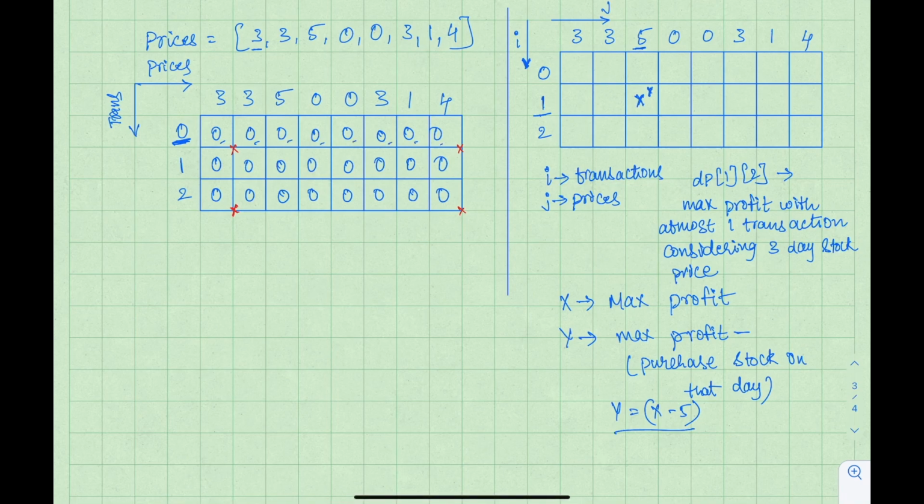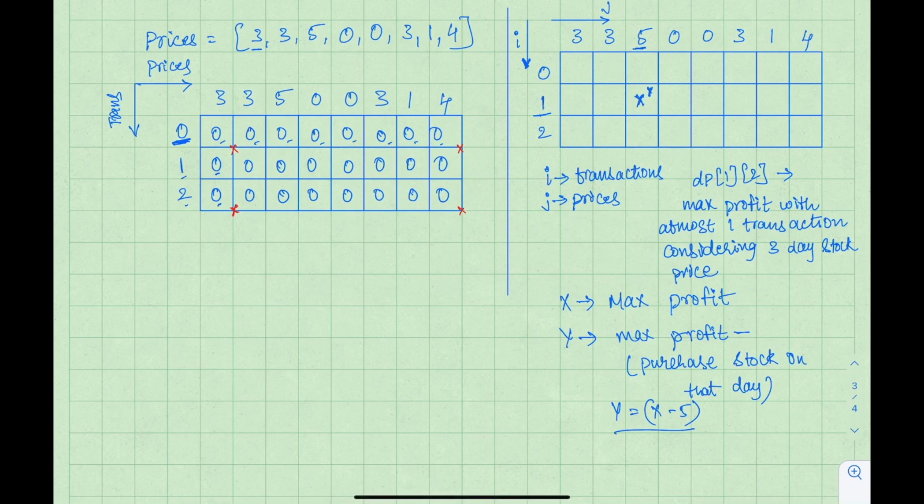And the reason we maintain these 2 zeros is because if we are making 1 transaction or 2 transactions with a single day stock price, what are we going to achieve? You are going to purchase at the stock price of 3 and sell it at 3, so the profit is going to be 0. Even if you make two transactions, you purchase, sell, again purchase and then sell, you are not going to achieve any profits. So that is the reason we are not going to update this part.